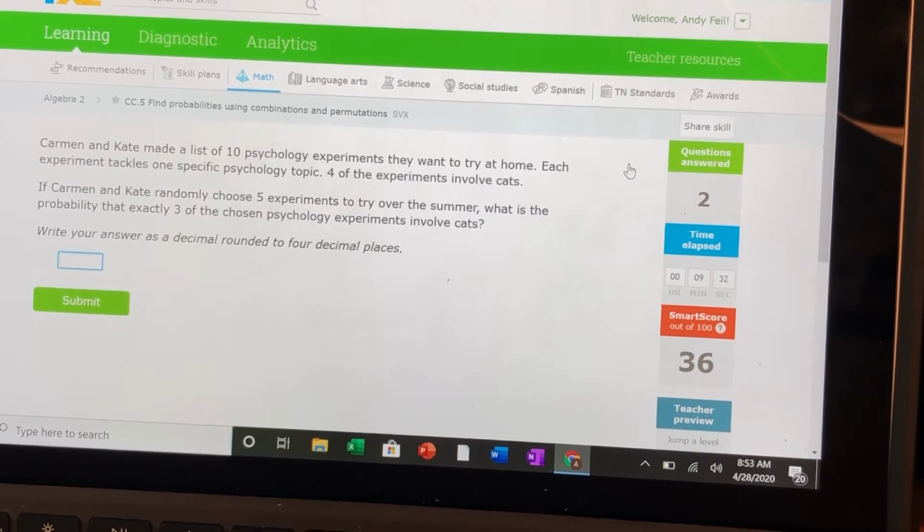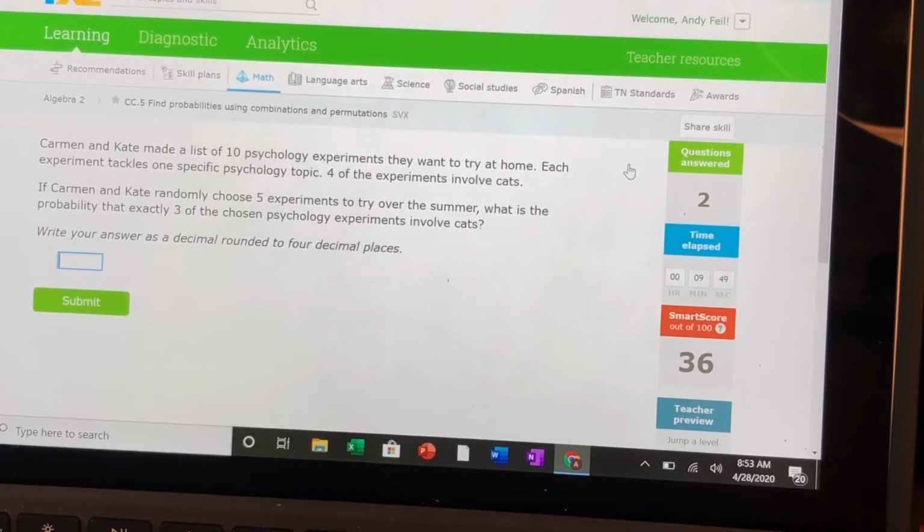Well, again, are they talking about what order these have to go in? They really are not. So again, we're going to be using combinations because in combinations, order doesn't matter. So that's the first thing we need to know. The second thing we need to know is how many possible things can happen here?